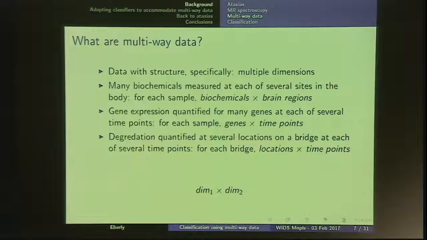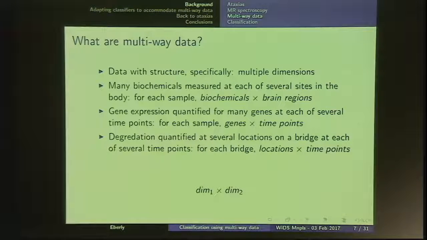So what do I mean by multi-way data? What I mean by that are data that have multiple dimensions, a particular structure, specifically multiple dimensions. So here are a couple examples. In my ataxia context, we have a number of different biochemicals measured in each of 3 different brain regions.